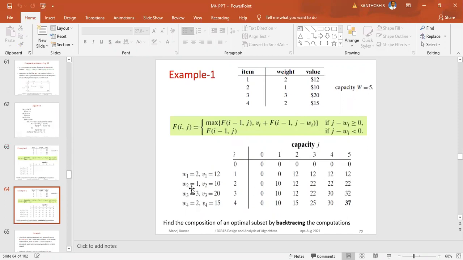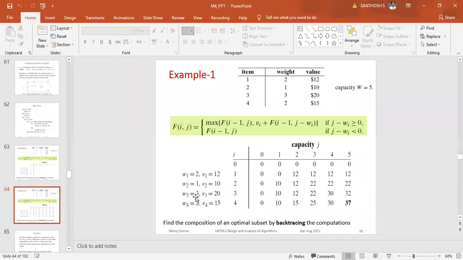So come for W2 is equal to 1. At level 2 and weight 1, you place 10. So I equals 2, J equals 1, you place 10. So this one will be 20. Now 3, 4, 5 have not been inserted, so 10 plus 12 will go to 22, 22, 22.